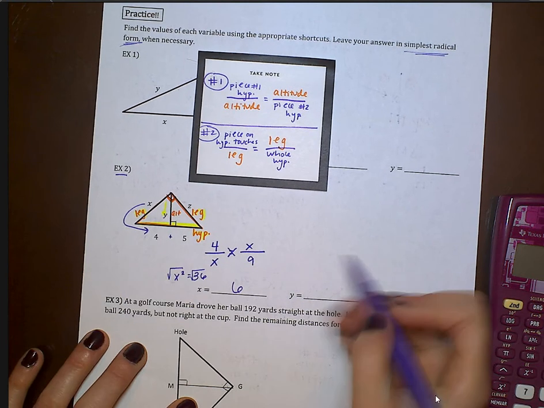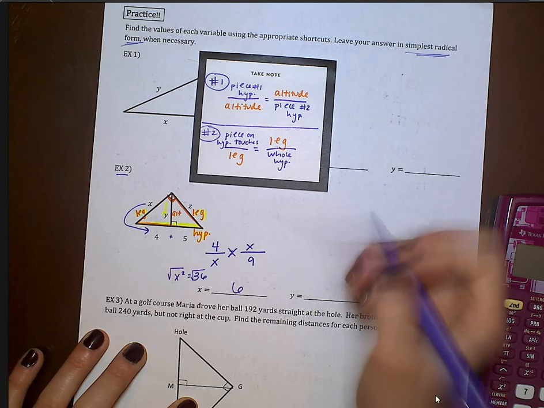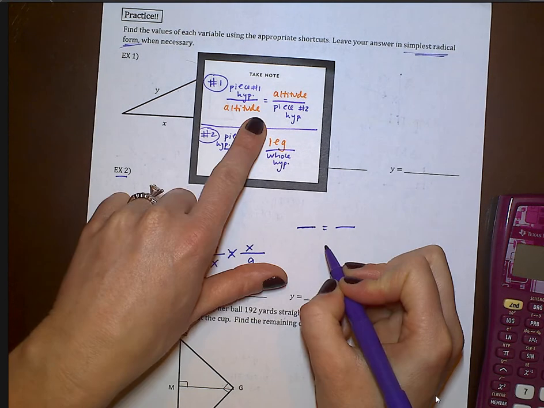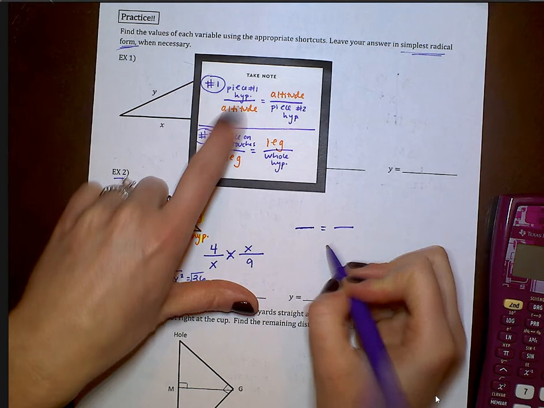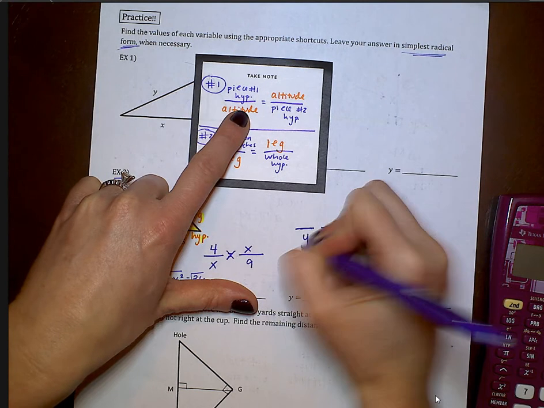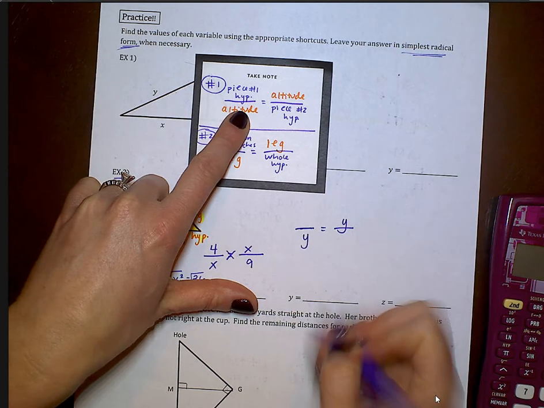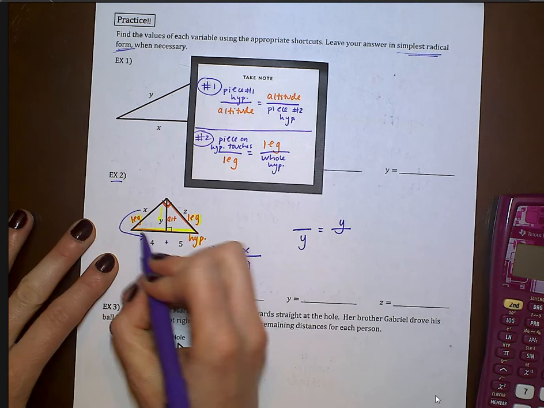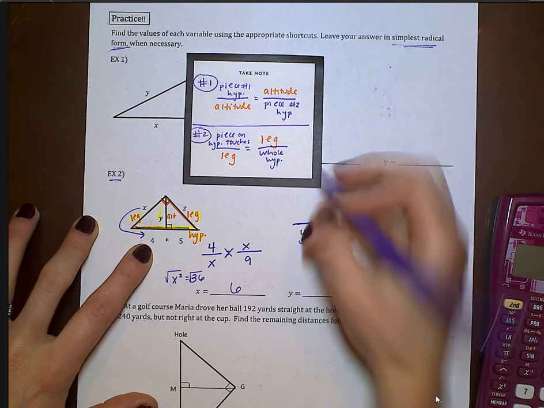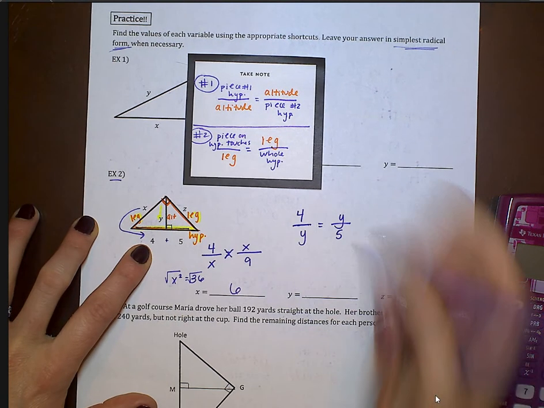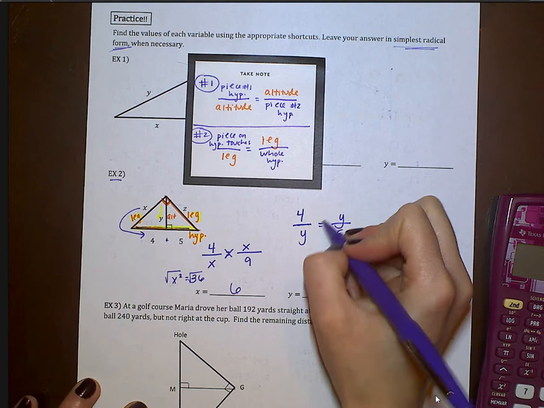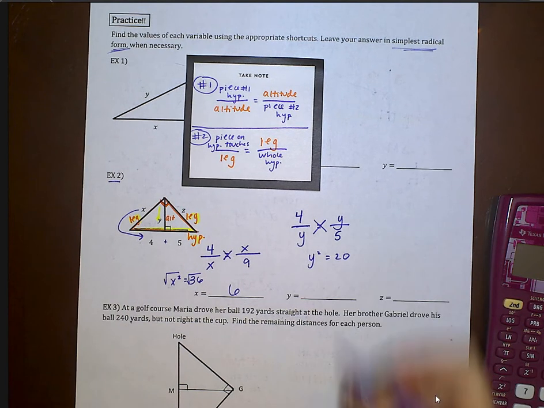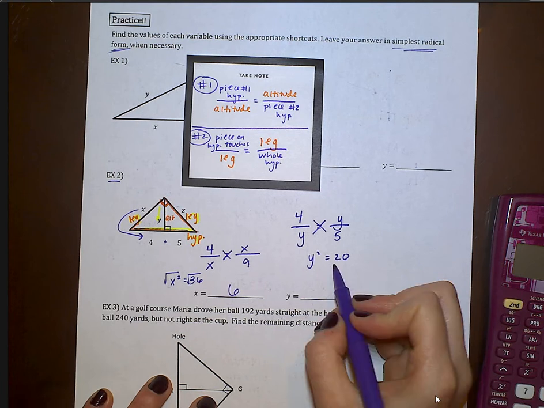Okay, for y, the altitude. When I set this up, I'm going to look at this shortcut. y is the altitude, so I put y in the altitude slot. And then in the other slots, I put the two pieces on the hypotenuse. So this is my hypotenuse again. 4 and 5 are the two pieces. Okay, so cross multiply and divide. I'm assuming once it's set up, it's not that bad. Now then you just square root.